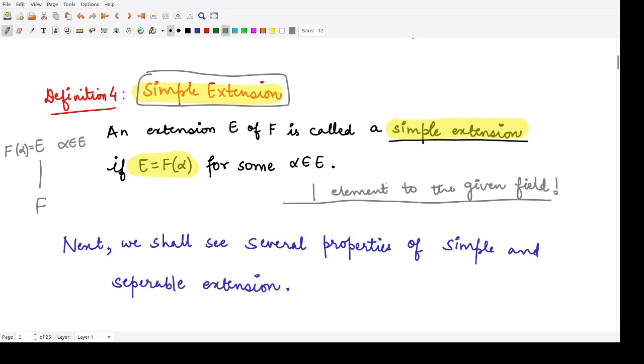So here we have seen various definitions corresponding to separable extensions. Next we shall see several properties of simple and separable extensions.